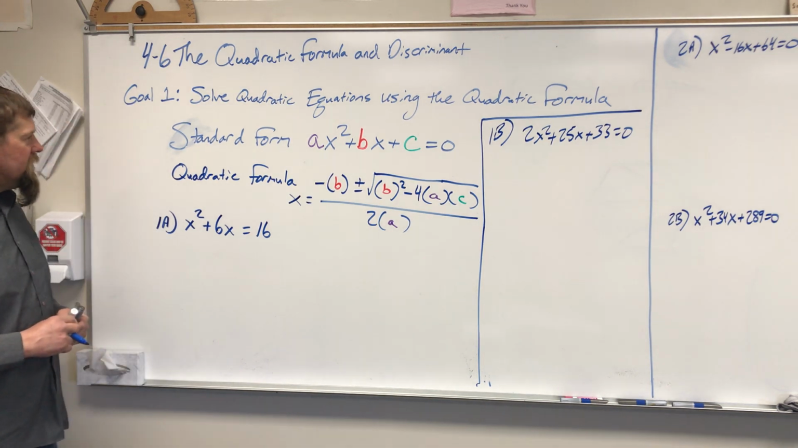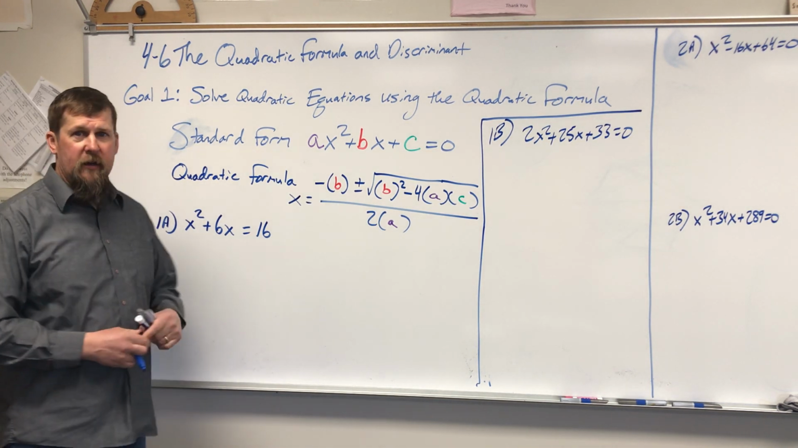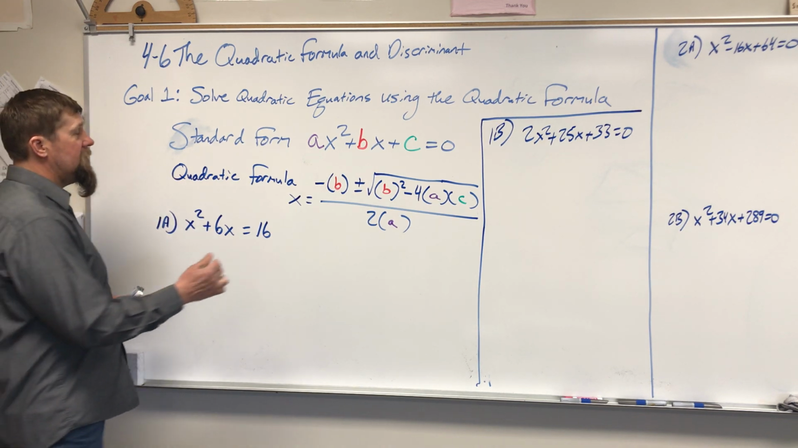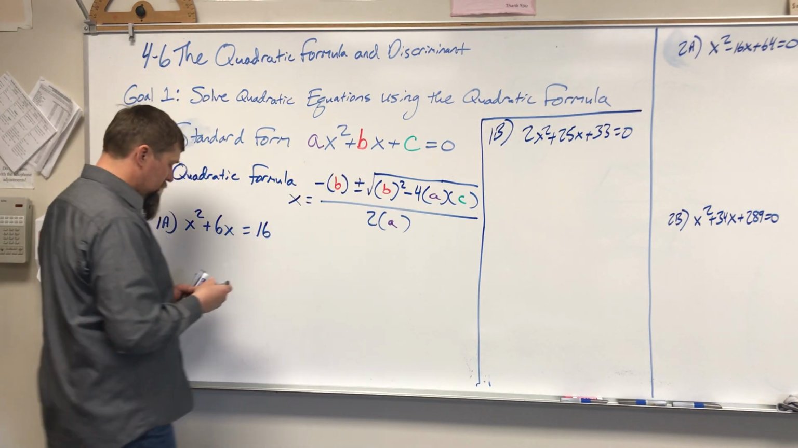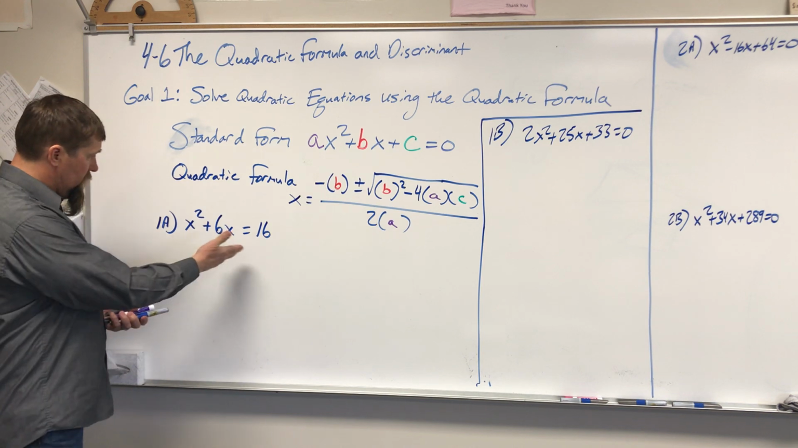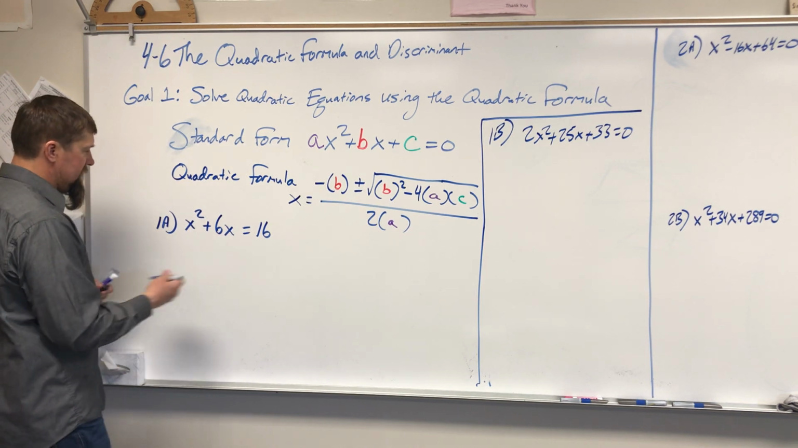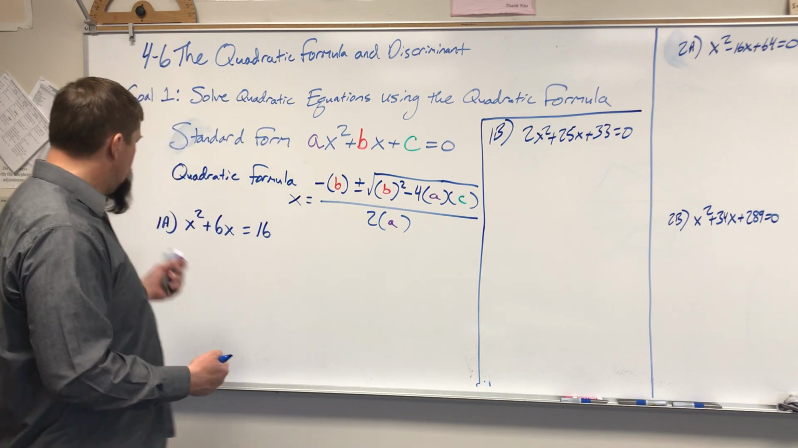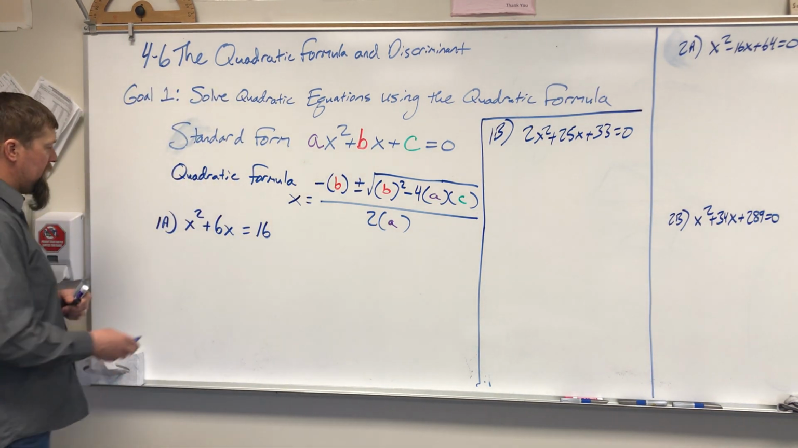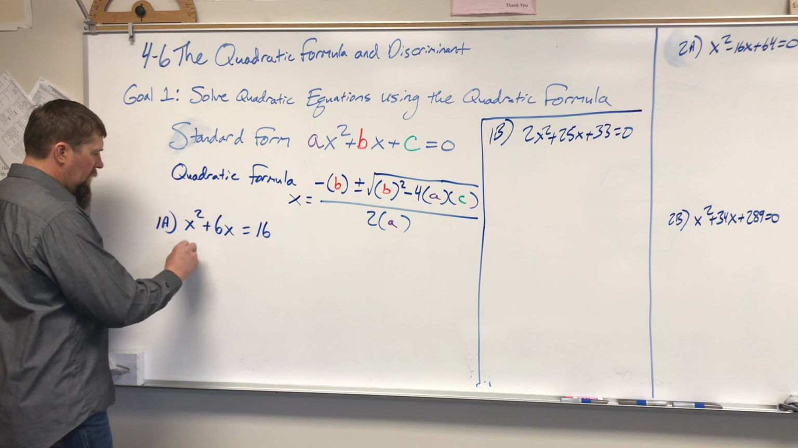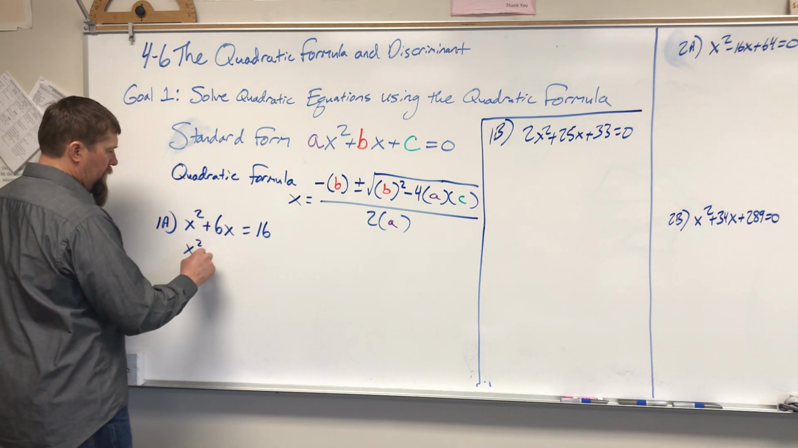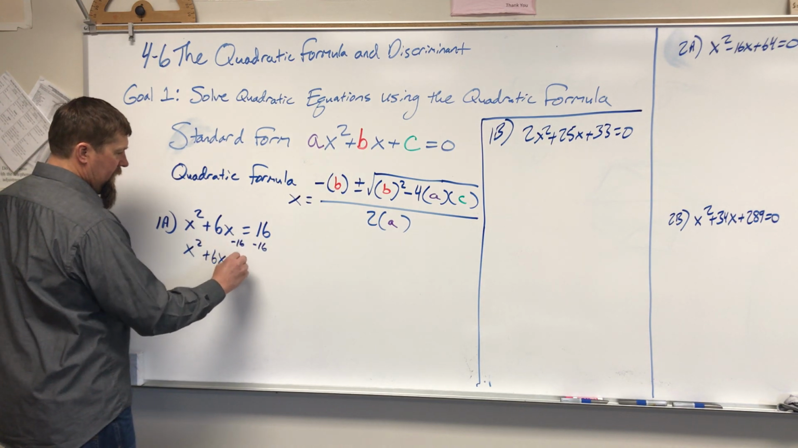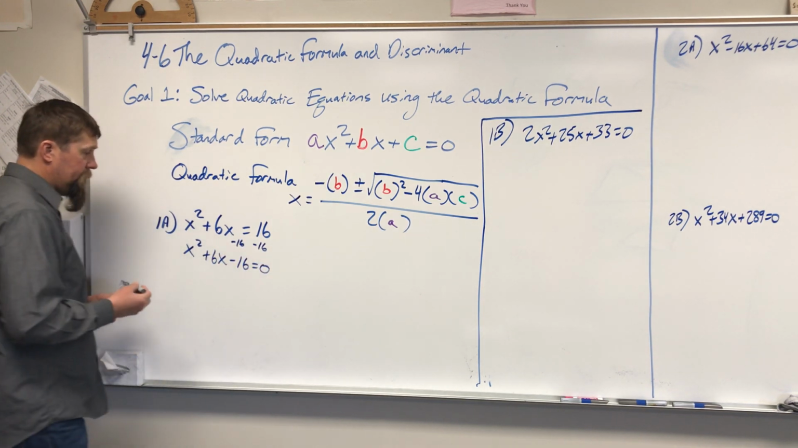Okay, when you're using the quadratic formula to solve a quadratic equation, you obviously need it in standard form. So what we're going to do is make sure we get this in standard form. Again, I still like to have a positive. This is positive here, so I will keep it that way. Here we have x squared plus 6x. I'm going to subtract 16 from both sides, so I get minus 16 equals 0.